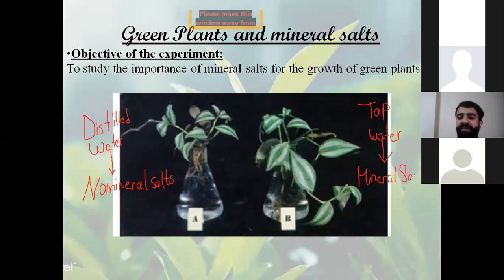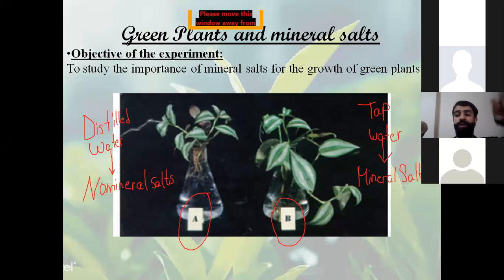What is the variable factor between figure A or plant A and the plant B in this experiment? So what is the variable factor? Yes, the water is the variable factor.